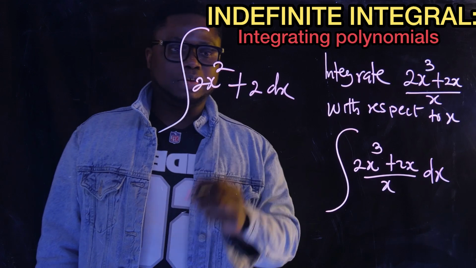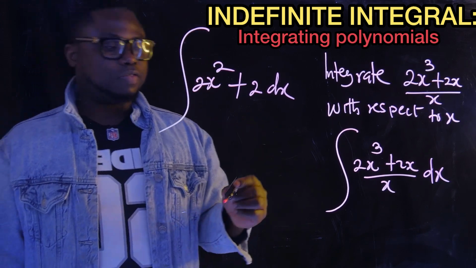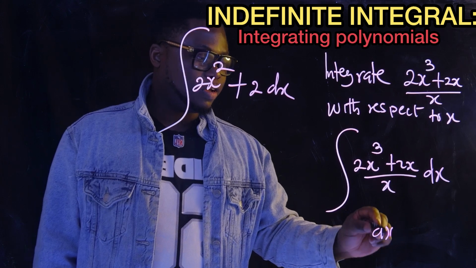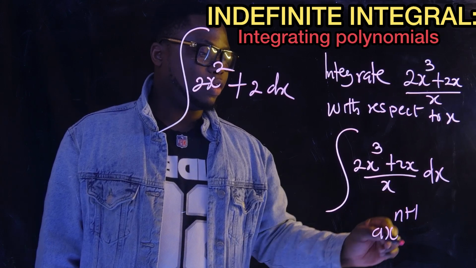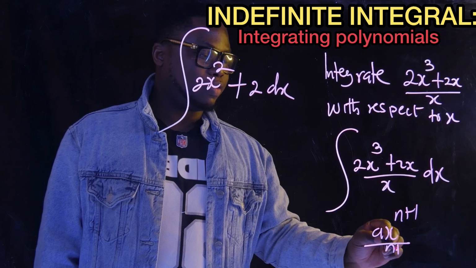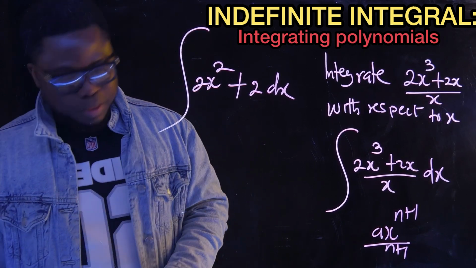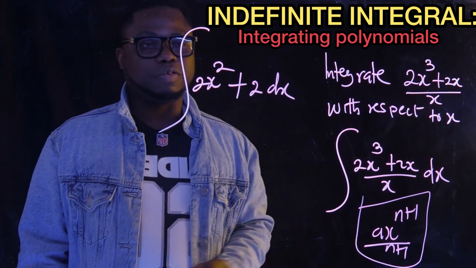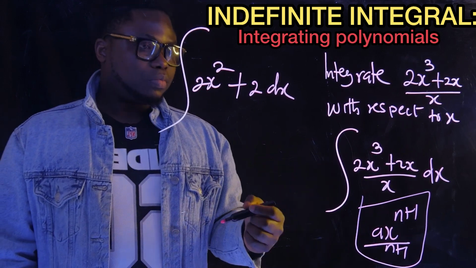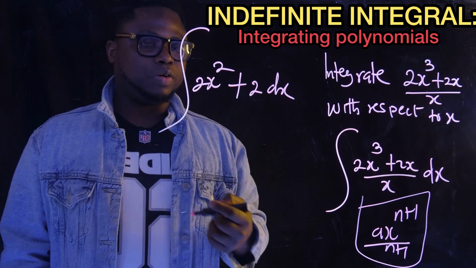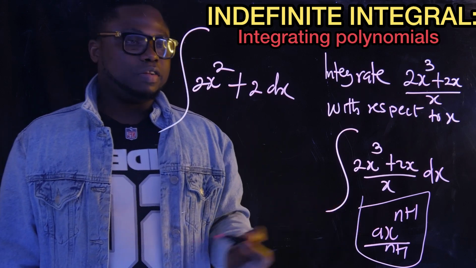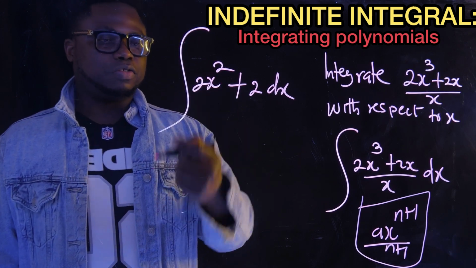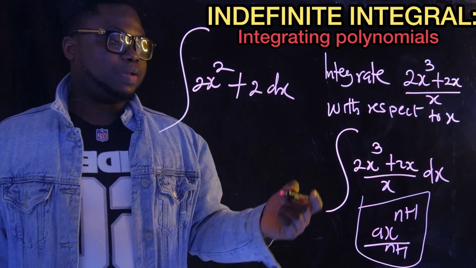Now, the next thing to do is to integrate using the formula for integration. We know the formula for integration, which is ax to the power n plus 1 divided by n plus 1. Now, the variable given here is x, and n is the power of the given variable. So here it is 2. So I'm going to replace n with 2.